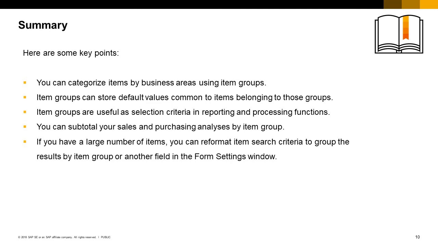You can categorize items by business area using item groups. Item groups can store default values common to items belonging to those groups. Then when you create new items belonging to the group, the values automatically default into the new item. Item groups are useful as selection criteria in reporting and in processing functions, such as choosing items in an item group to include in an inventory count. You can subtotal sales and purchasing analyses by item group. If you have a large number of items, you can reformat item search criteria to group the results by item group or by another field in the form settings window.